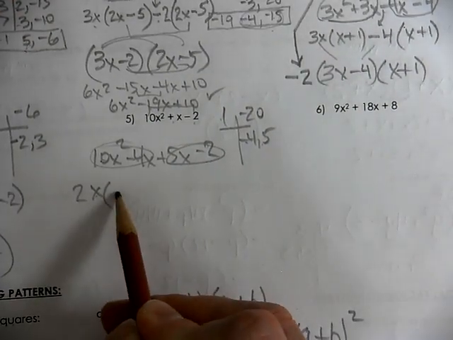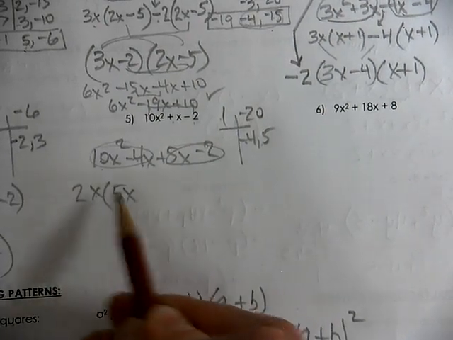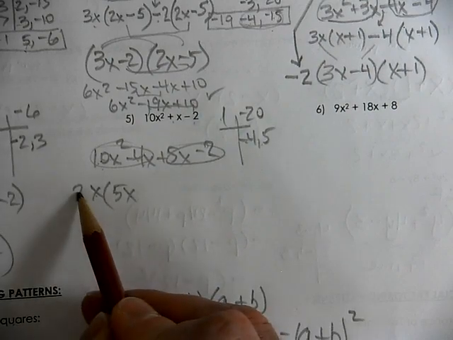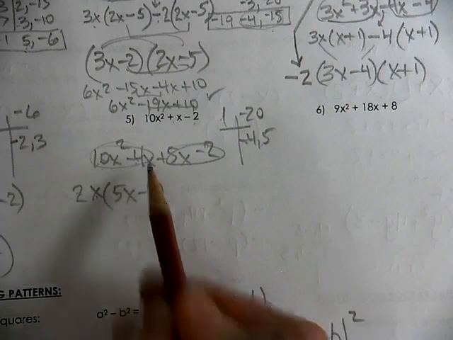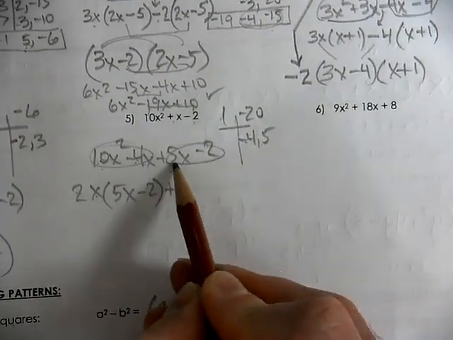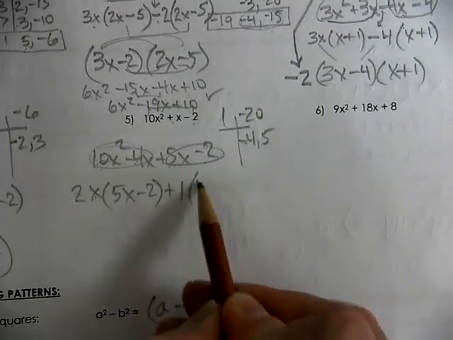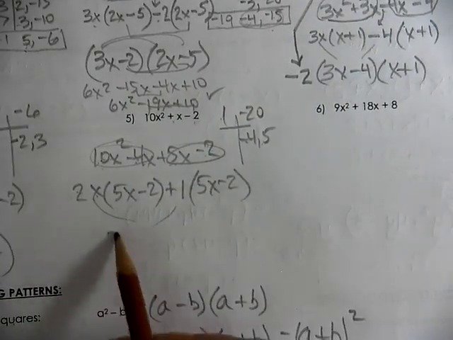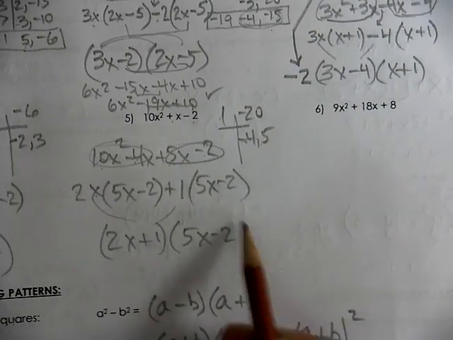So 2x times what makes 10x squared? It's got to be a 5x. 2 times 5 is 10. X times x is x squared. 2 times 2 is 4 times x, 4x. Bring down my sign. All I have as a place value is 1 because nothing factors out of that. So that's 5x minus 2. So this is 2x plus 1 and 5x minus 2.